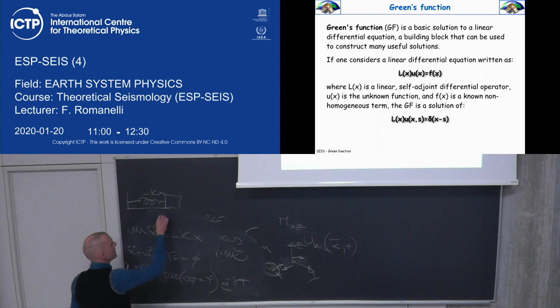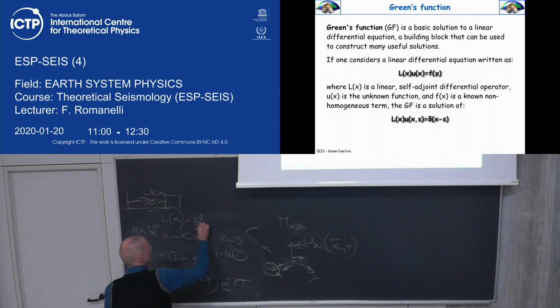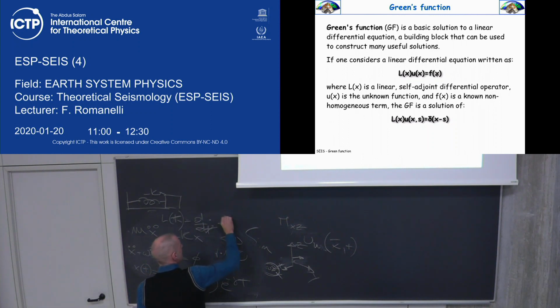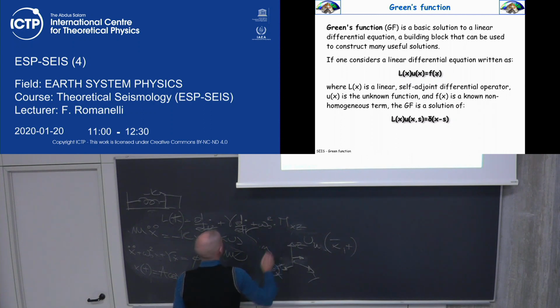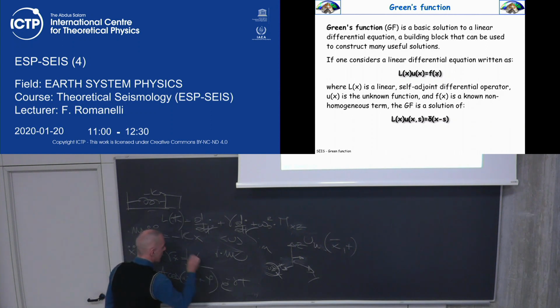So our L of x here, actually it's an L of t, is, okay, double, let's use t, something plus something plus something. This is our differential operator. It's linear, self-adjoint, it's beautiful, but we solve it when it is homogeneous.